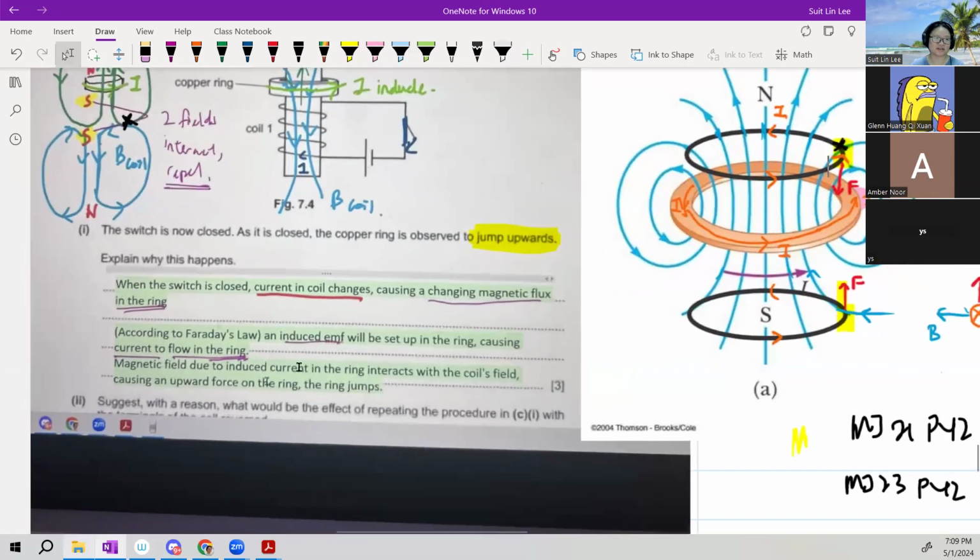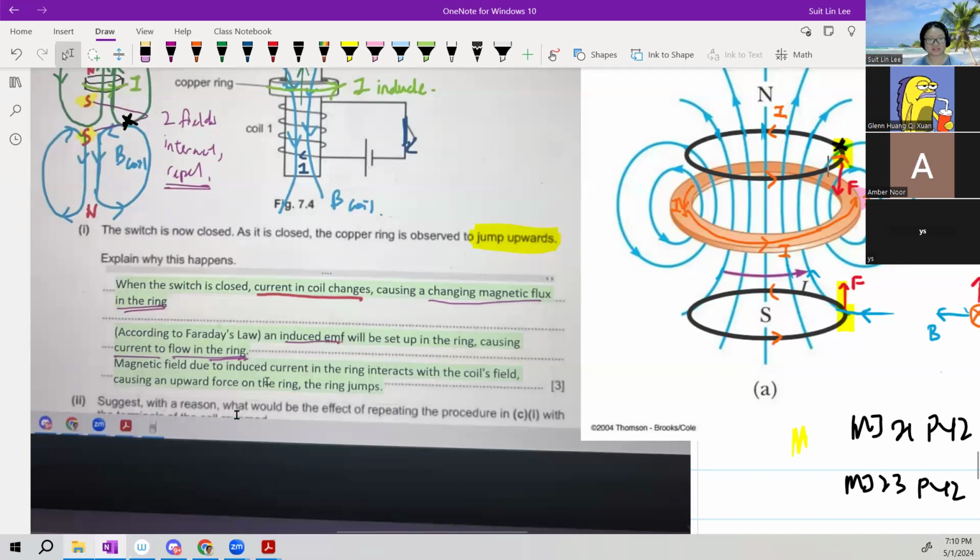So if you look at the answer I've typed, first thing I establish where the change in flux is. Second thing, I establish the induced EMF and current. And then now I already have the conditions for magnetic force. Because whenever there's something jumping or moving, there has to be a force, right? Things won't move unless acted on by an external force. This force is a magnetic force. It has to be a magnetic force. There's no other forces that can exist here because there's only a magnetic field and maybe the weight, okay?